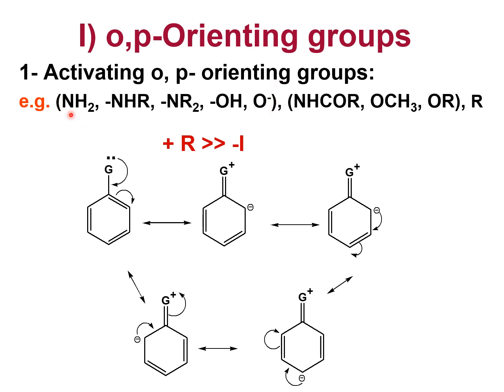These brackets arrange your groups according to their power of donation, which means that this group, the amines, the hydroxyl groups, and the oxide group are strong electron donating groups, followed by the acylated and the alkylated groups. These are the moderate electron donating groups, and finally the R, the alkyl groups. These are the weak donating groups.